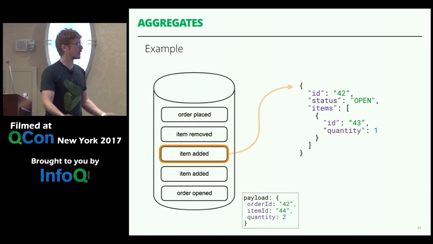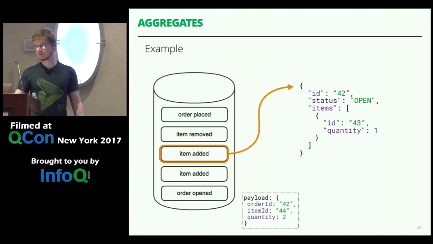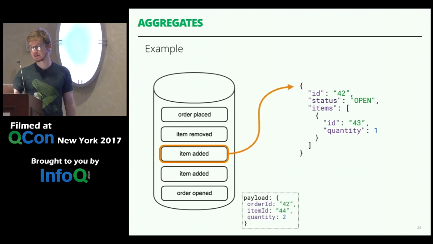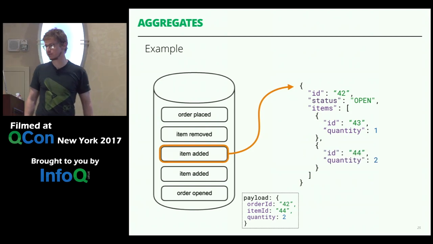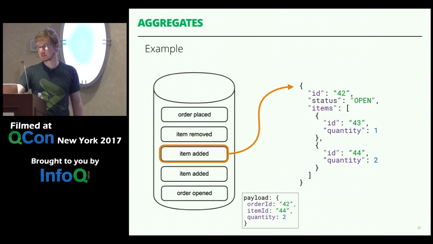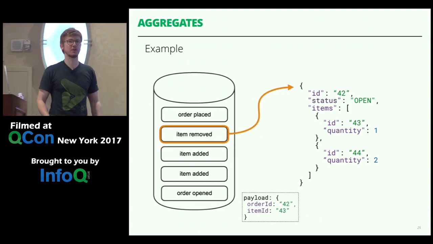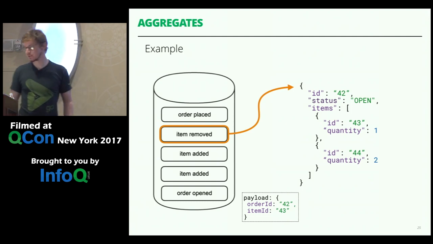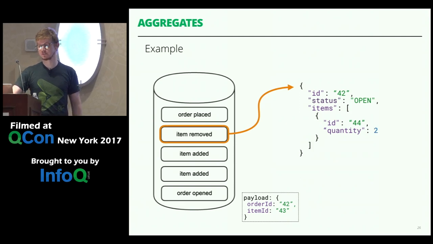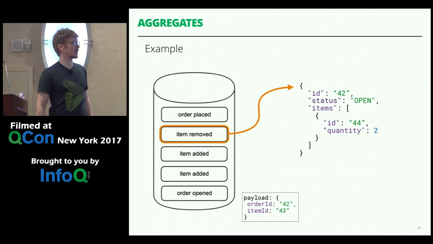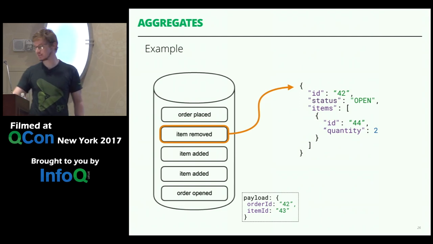Moving on, we have another item added event. Pretty much the same thing, now a different ID, a different quantity. We apply that, we have another item added to the order, as you can see in the items list. Next, we have the item removed event. This contains a payload, in the payload, the item reference and the order reference, and it's going to remove one of the items. So as you can see, we are back with only one item in the list.